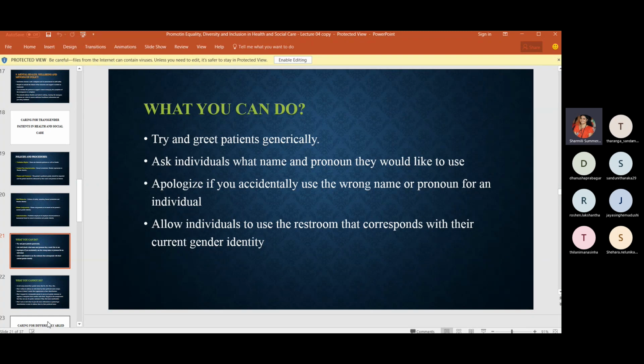So this restroom, you can't say that you are not allowed to use the female bathroom or male bathroom like that, because we do not have any separate transgender bathroom either.